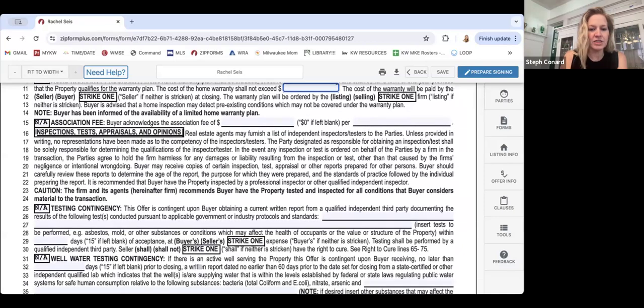Line 15, the association fee. If the home is part of a homeowners association, you would put that fee in here on line 15. And that could be a subdivision, homeowners association, or a condo association.